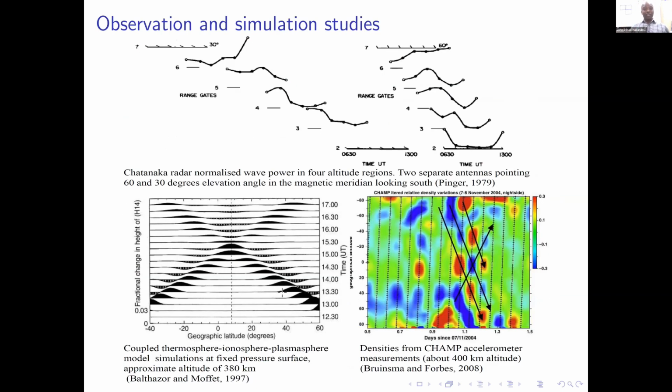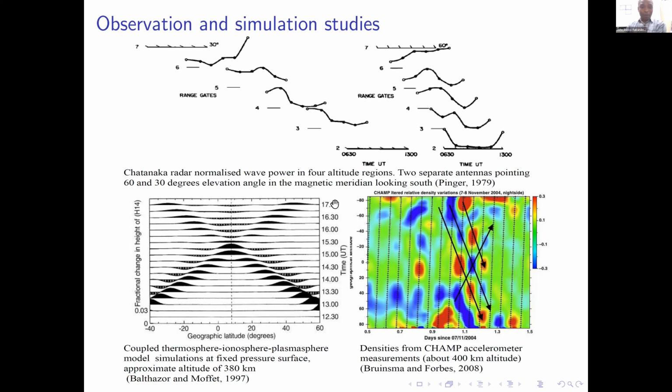Now, if we look at studies from a long time ago, the first figure I took from a paper of Pinga in 1979, and they are using radar measurements at different range gates. This kind of appearance of peaks in different observations as a function of time is a manifestation of an atmospheric gravity wave or a TID. It's looking in different directions, at 30 degrees and 60 degrees, I think, towards the southern hemisphere.